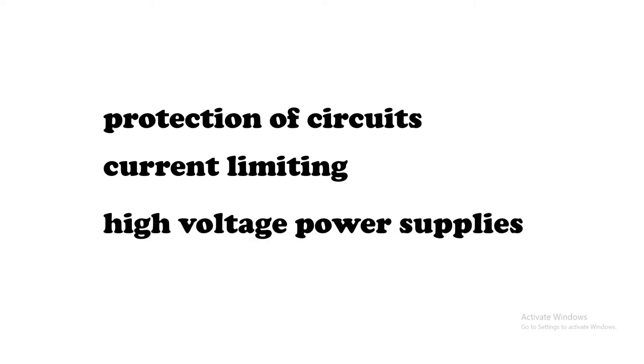The carbon film resistors are used for protection of the circuits. If there's a high current, you need to slow it down, then we are using this carbon film resistor. Means this resistor we are using for current limitation. This resistor we are also using on high voltage power supply circuits. Because the flow of current is very high or the voltage is very high, you need to control it by the help of the carbon film resistor.